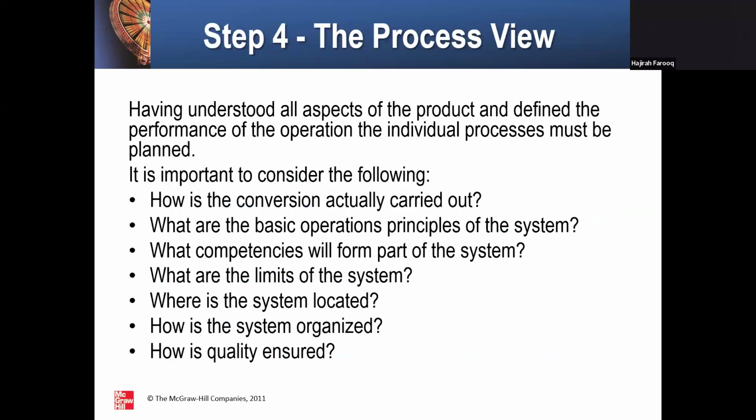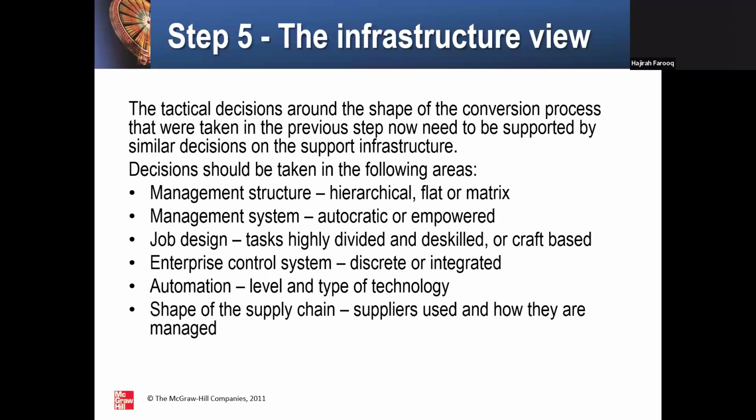Then step 4 is the process view, where we ask different questions like, how is the conversion actually carried out? What are the basic operations principles of the system? What are the limits of the system? How is the system organized, and so on? Then the infrastructure view, where decision making should be taken in different areas like management structure, management system, job design, enterprise control system, automation, and the shape of the supply chain.